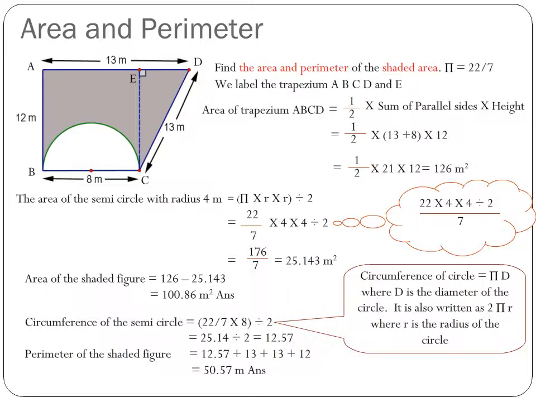The perimeter of the shaded figure is equal to 12.57 plus 13 plus 13 plus 12, which is equal to 50.57 meters. This is the answer to the second part of the question, the perimeter of the shaded figure.